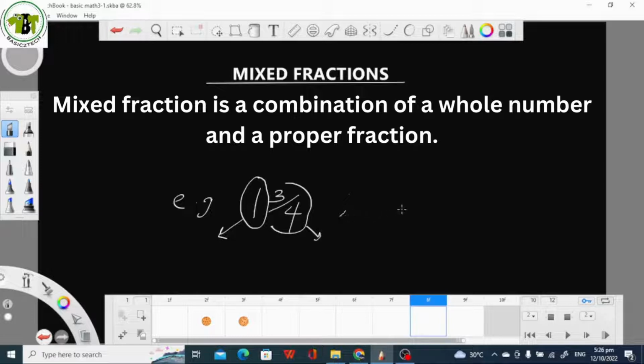Our next example is 3 whole number, 4 over 7. 3 is the whole number, while 4 over 7 is the proper fraction. These are examples of a mixed fraction.